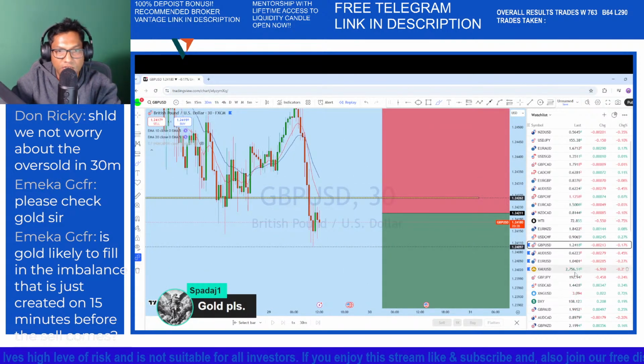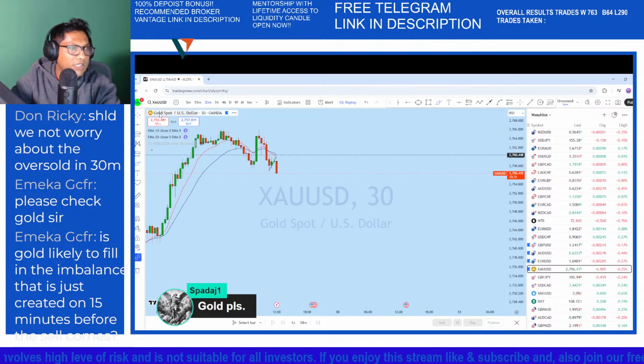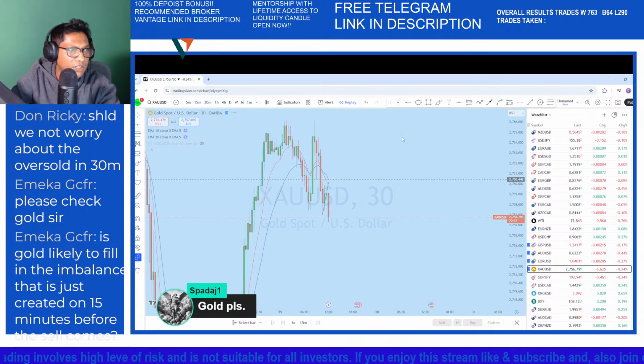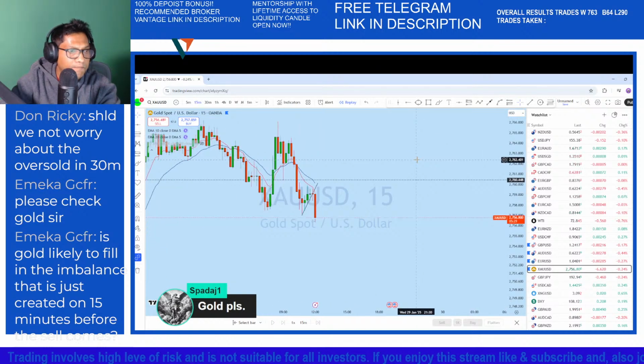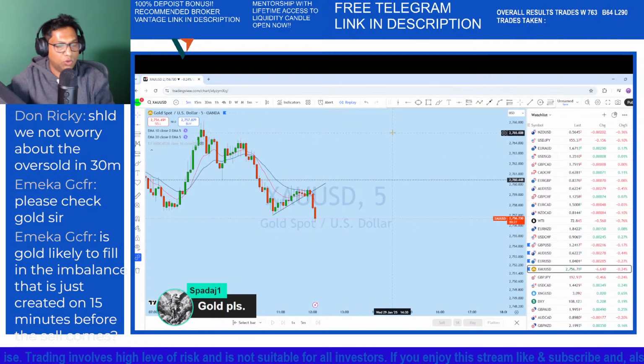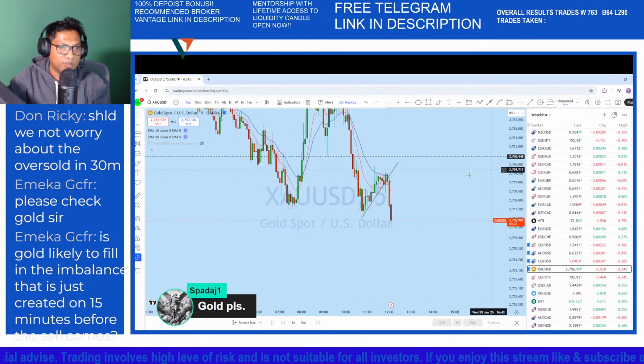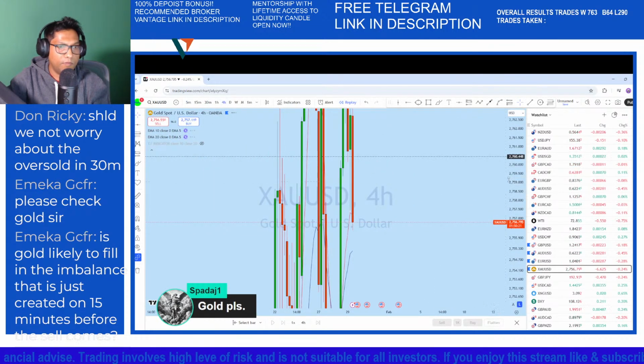On GBPUSD, let's look at XAUUSD. We can see there is a local breakdown here. We might see some move on XAUUSD. GBPUSD will go back to it. Now looking at XAUUSD, there's a move here, guys. So let's look at this one, where it is heading.